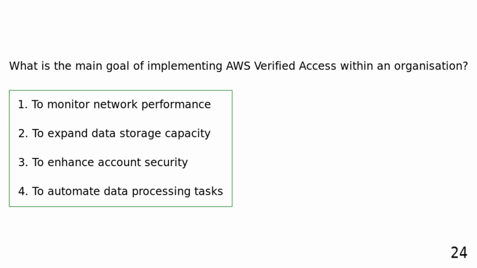What is the main goal of implementing AWS Verified Access within an organization? To monitor network performance. To expand data storage capacity. To enhance account security. To automate data processing tasks.